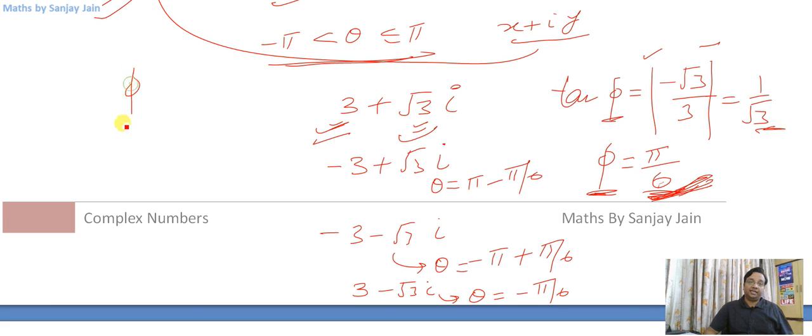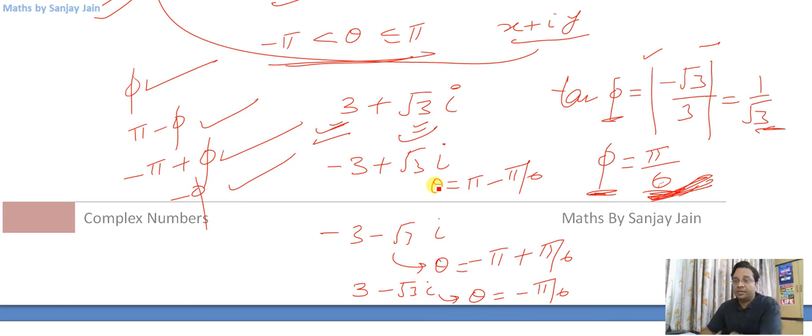So phi, pi minus phi, minus pi plus phi, minus phi. This is how it will go: first quadrant, second quadrant, third quadrant, fourth quadrant. Now let us move to the questions.